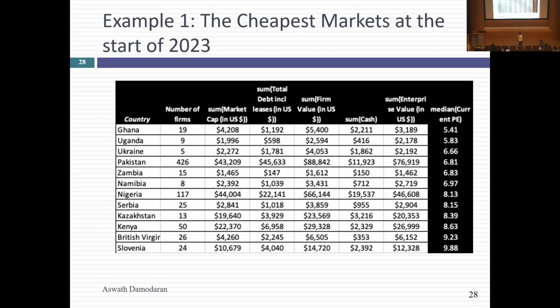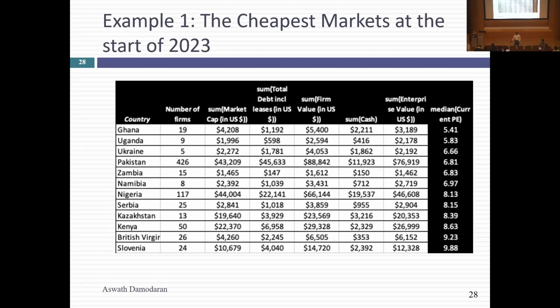So here's what I do. I go find the companies or the countries which have the lowest PE ratios. And I come back with this list. And I say, you should put all your money in these companies. Do you want to? Take a look at that list and tell me what you see on that list. These are the countries with the lowest PE ratios at the start of 2023. What's a common characteristic you see across them?